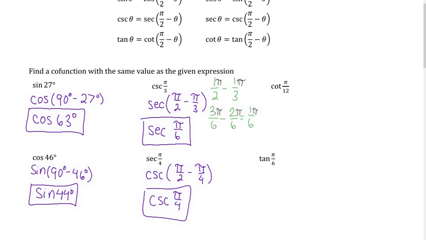Okay, cotangent. We know cotangent and tangent are cofunctions. So cotangent of pi over 12 is equal to tangent of pi over 2 minus pi over 12, which is tangent of 5 pi over 12.